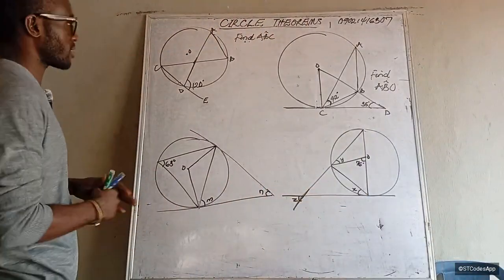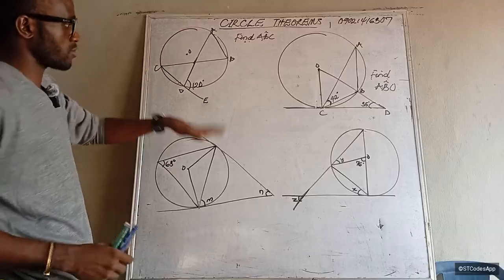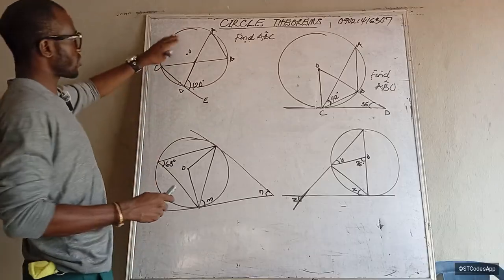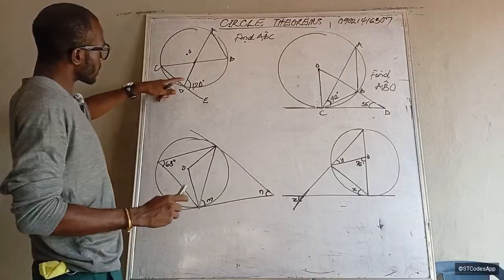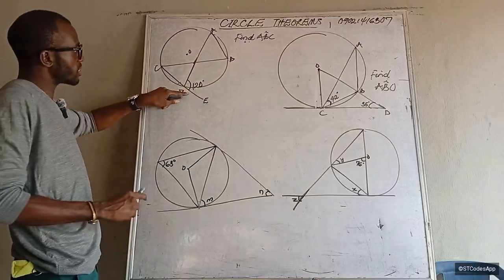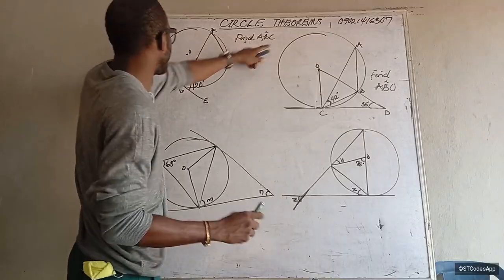Now, let's do this 4 together. It's very simple. Number 9, number 10, 11, 12. So this one is very simple also. You see, this is 120 degrees, right? We have to find angle ABC.